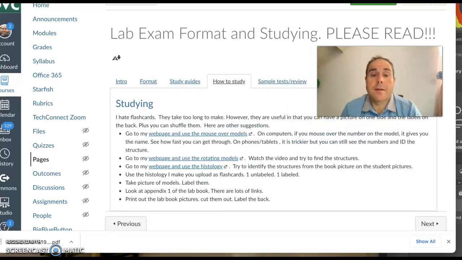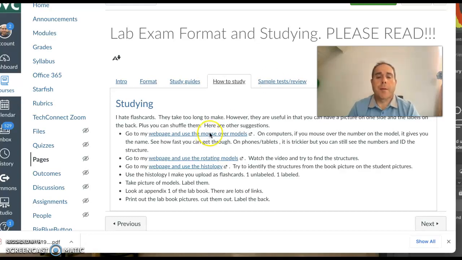I hate flashcards, but they're actually a good way to study for this because the question is going to be, what is the structure? So on one side, you have the picture. On the other side, you have the answers. I highly recommend just printing out the lab book and stealing those pictures. At least you have one side already done.